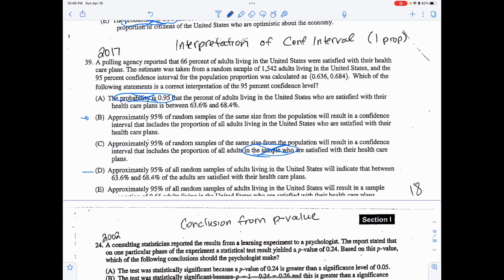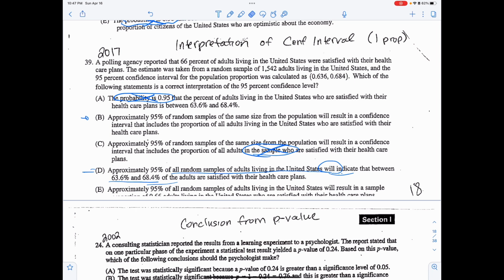Approximately 95%, I'm reading this one now, of all random samples of adults will indicate. And so that's another problem, is that I don't know if it will indicate this, because that's too deterministic. And then, of course, I'm trying to be confident, but not dogmatic, and I can't just say it exactly like that. And finally, E says approximately 95%. I'll read the rest to you. It doesn't have it all on there. Of all random samples living in the United States will result in a sample proportion of 0.66 adults who are satisfied with their health plan.